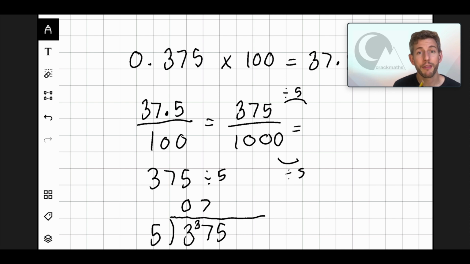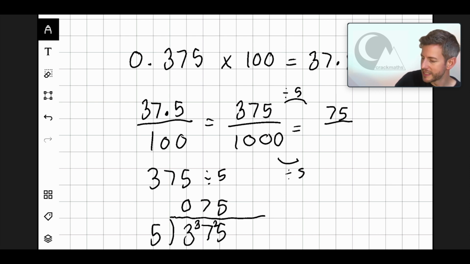Now if I think about 37, take away 35, that leaves us with 2. So I'm going to put a 2 up here. Now we're looking at 5s into 25. So let's count. 5, 10, 15, 20, 25. So there we go, 5. And that's it, that's perfect. So we know that 375 divided by 5 becomes 75. And 1000 divided by 5, well, I'm going to just let you know that that is 200.